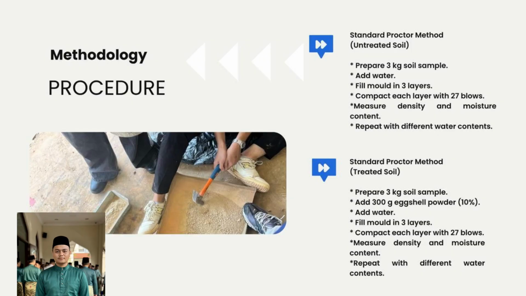For treated soil, first, prepare 3 kg of soil sample. Second, add 300 gram of eggshell powder, which is 10% of the total mass of the soil sample. And then add water. After that, fill the mold in 3 layers. Next, compact each layer with 27 blows. And then, measure density and moisture content. Lastly, repeat all this procedure with different water content.